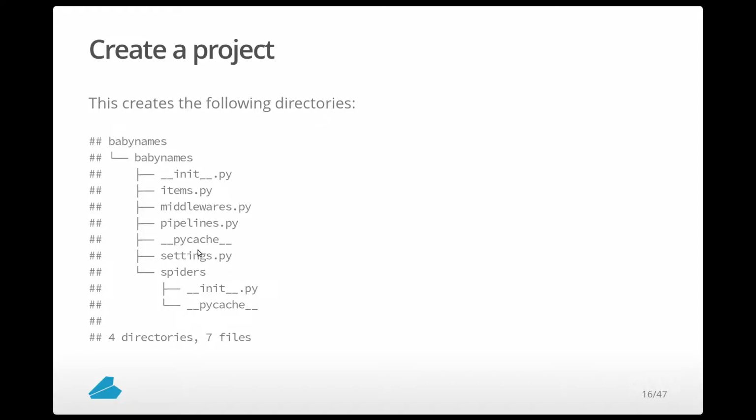The settings.py has the stuff that I told you about: throttling the connections, defining your user agent, whether you obey robots.txt or not, that's in there. And then the spiders folder is where you write your scrapers, basically. So yeah, that's how that works.